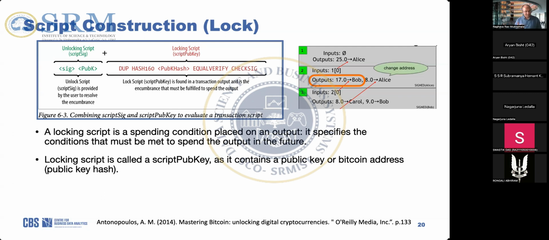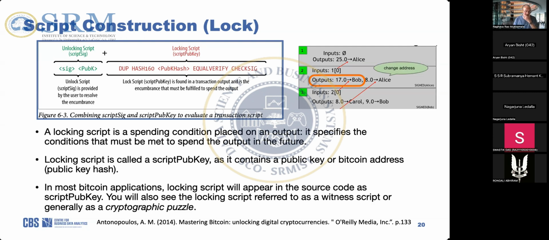So the locking script is a script public key. It contains the public key. Now I'm back to Bitcoin, right? A locking script contains the script public key. It contains instructions about how to validate the public key, and it contains the public key or the Bitcoin address and things like that. In most applications, a locking script appears as source code, as a script public key, and it could be much more complicated as well.